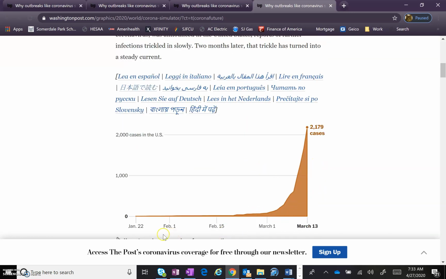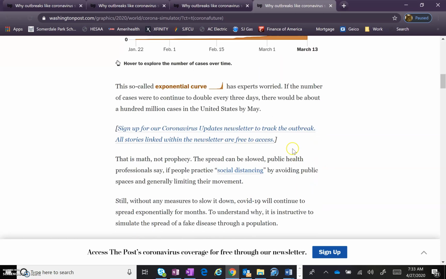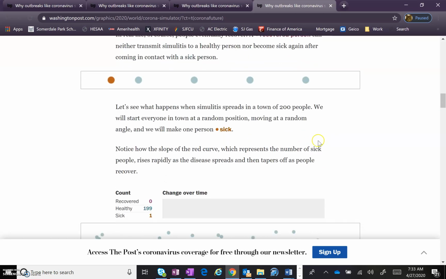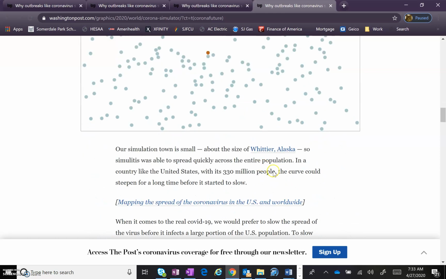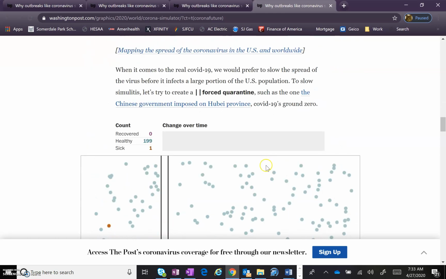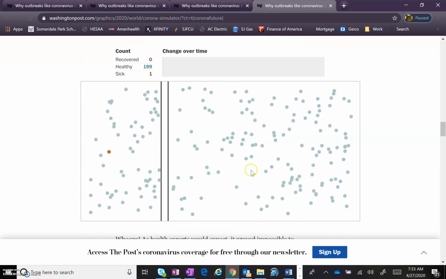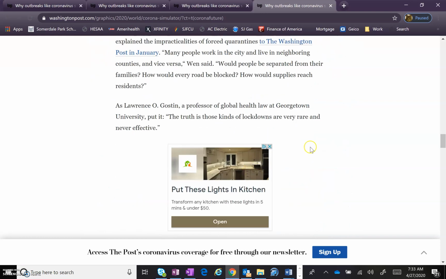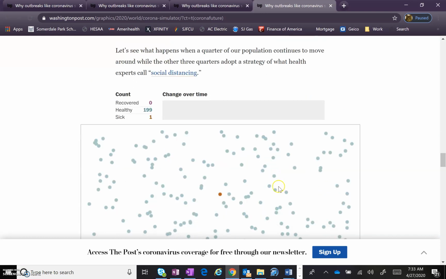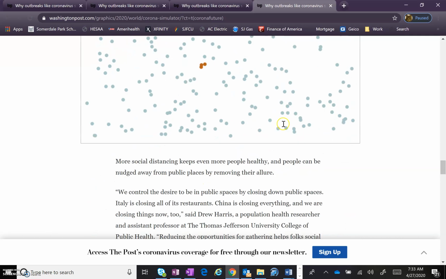So it has exponential growth models and a bunch of simulations and a whole bunch of explanations about social distancing and forced quarantine and all of that information. It is very interesting, and the simulations are very cool.